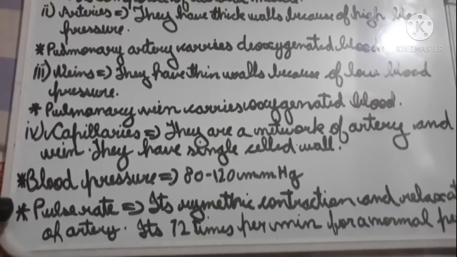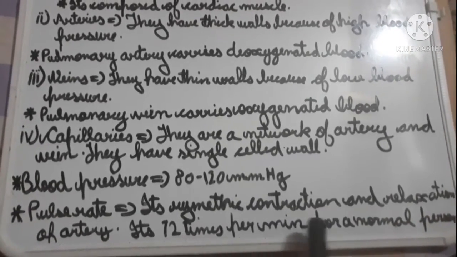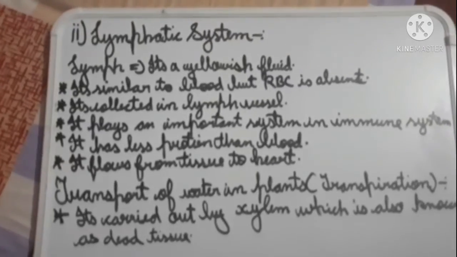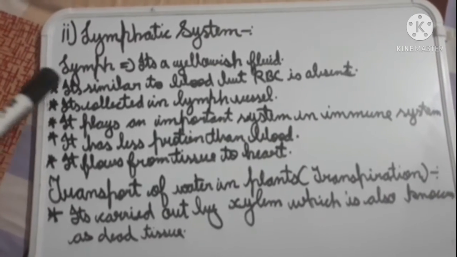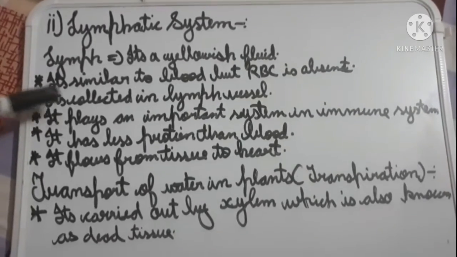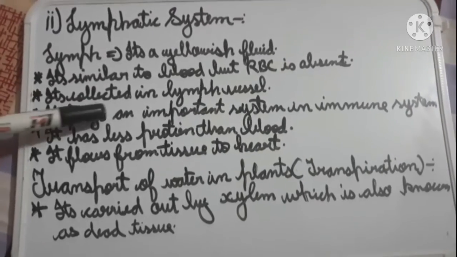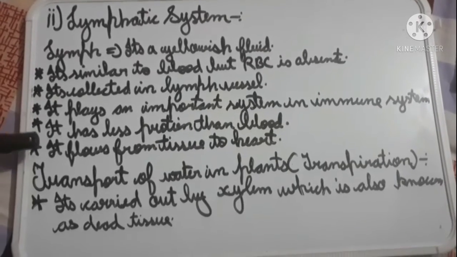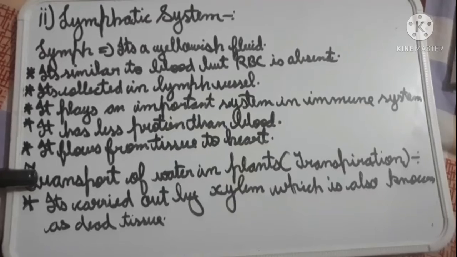Pulse rate. It's the rhythmic contraction and relaxation of arteries. It's 72 times per minute for a normal person. Now, let's learn about the lymphatic system. Lymph is a yellowish liquid. It's similar to blood, but RBC is absent in lymph. It's collected in lymph vessels. It plays an important role in the immune system. It has less protein than blood. It flows from tissue to heart.